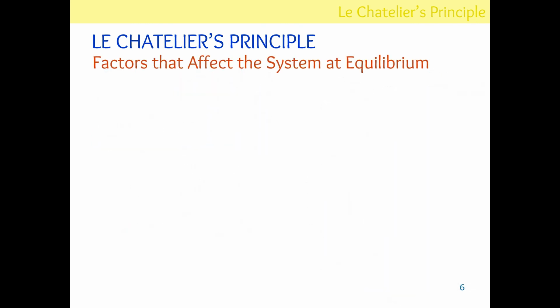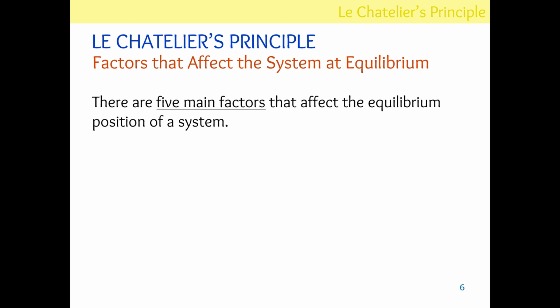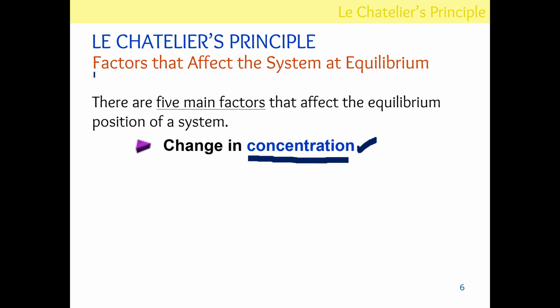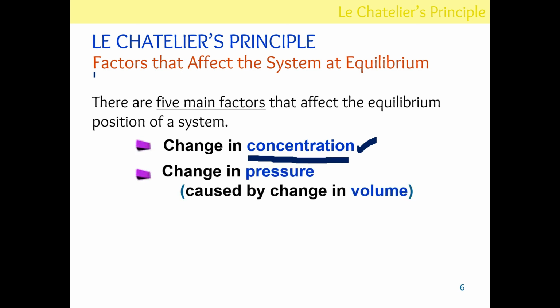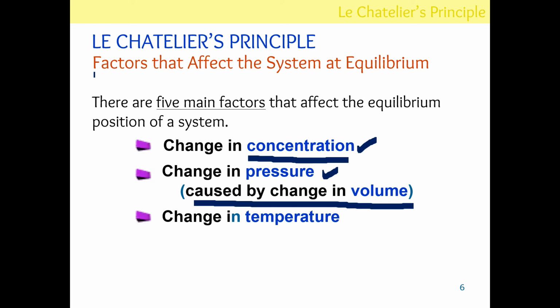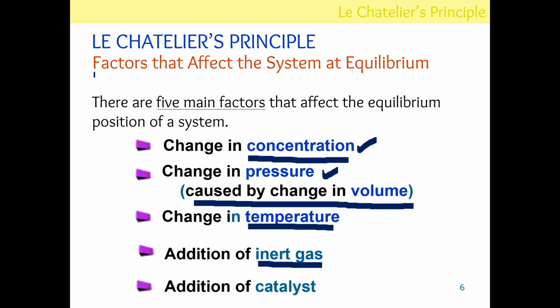So the conclusion is the Le Chatelier principle. Factors that affect the system at equilibrium: there are five main factors that affect the equilibrium position of the system. First is change in concentration. Second is change in pressure, where pressure is caused by change in volume. Third is change in temperature. Fourth is addition of inert gas. And fifth is addition of catalyst. Thank you.